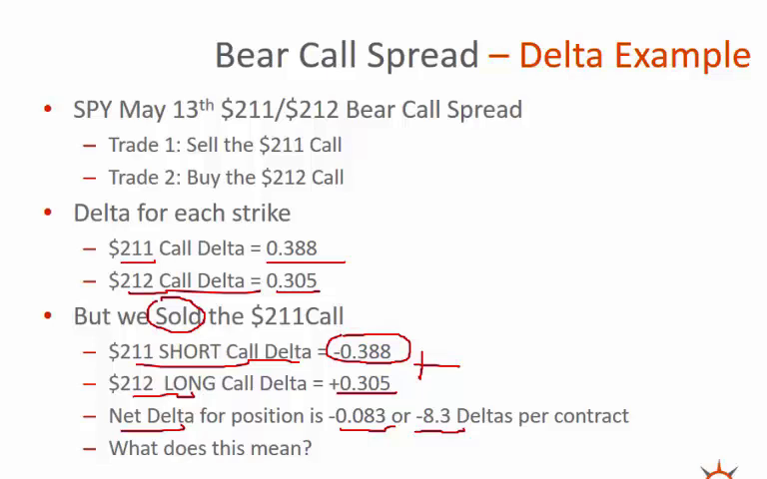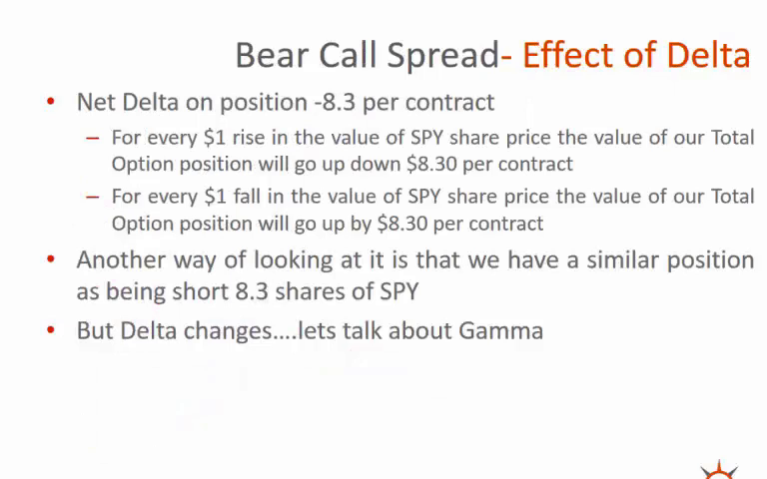What does that mean in totality? Well, it means that for every $1 rise in the value of SPY, the value of our bear call spread position will go down by $8.30 per contract. And for every $1 fall in the value of SPY, the value of our option position will go up by $8.30 per contract. So you can see we benefit here when the share price is falling.